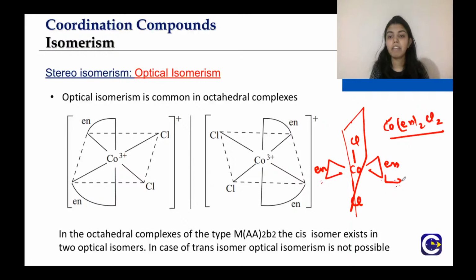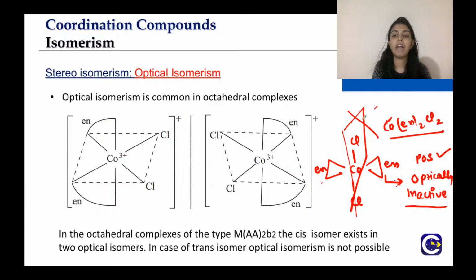So that means if the plane of symmetry is passing through the trans isomer, it is optically inactive. That means its mirror image will be superimposable on this, right? So it is optically inactive. It will not have an optical isomer. Coming to the cis one, you can draw the cis isomer like this, right?